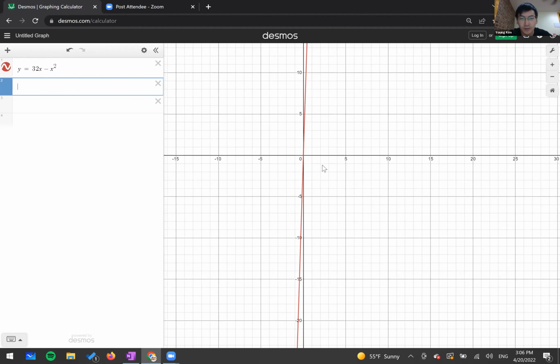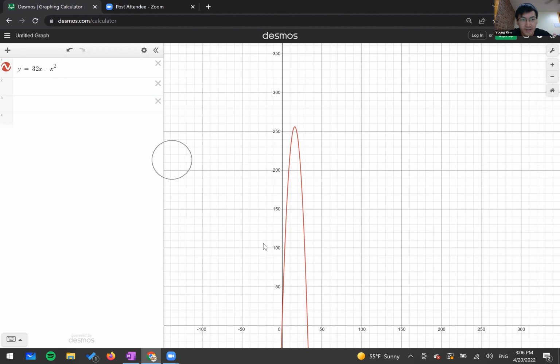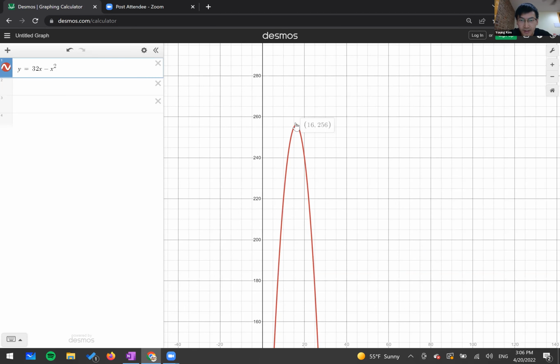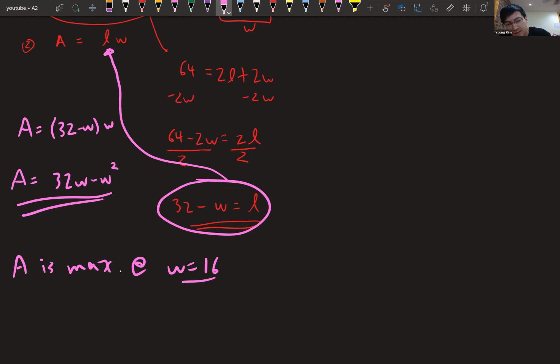So here you zoom out. It's quadratic. And since I said the x is the W, this is a maximum and this is the vertex. So it's saying that the x is 16, the y is 256. In other words, the area is 256. That's the max area, and it happens when the width is 16. So that means the area is max when W is equal to 16.